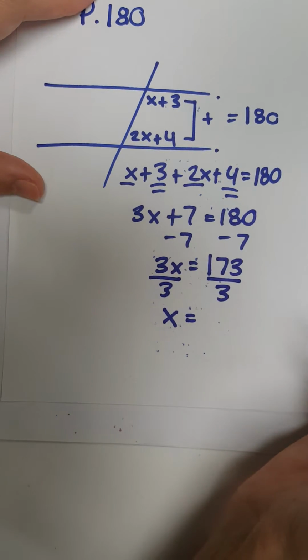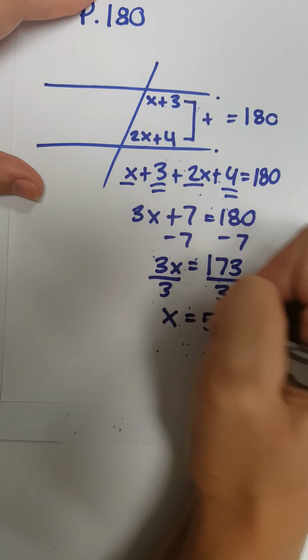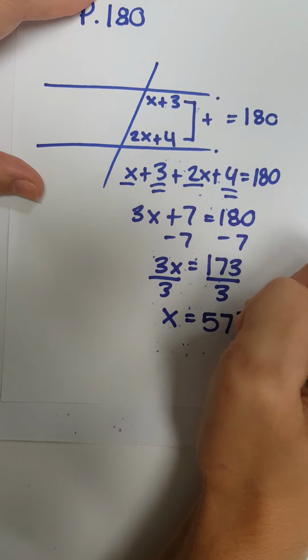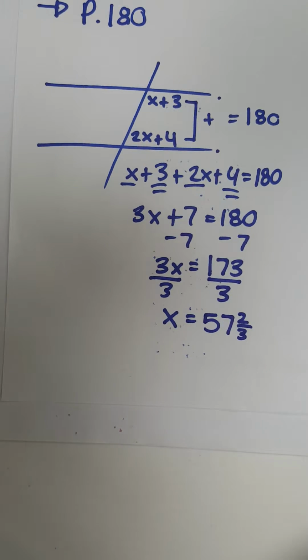Or we could say, what, 6? No, 5. 23, 7 and 2/3. 57 and 2/3. There we go. There's x. Okay? So solving for the different variables.